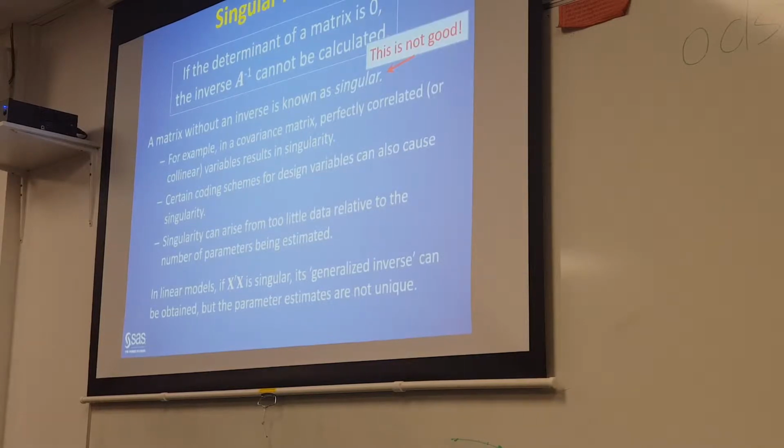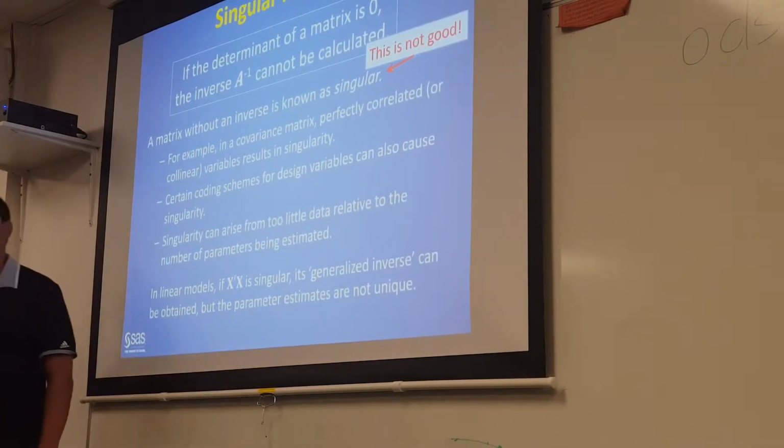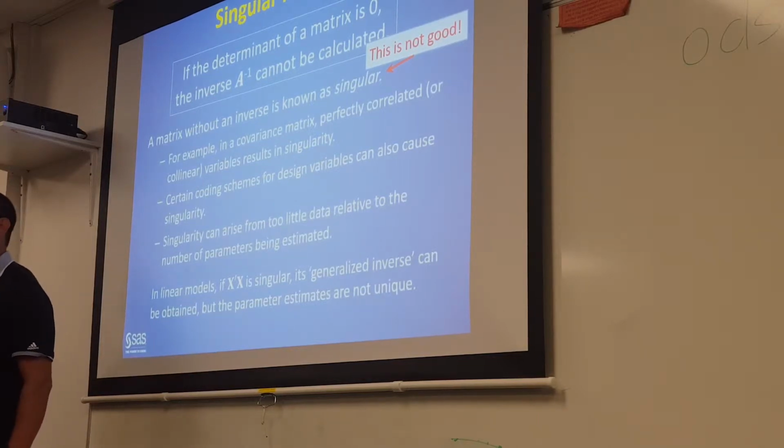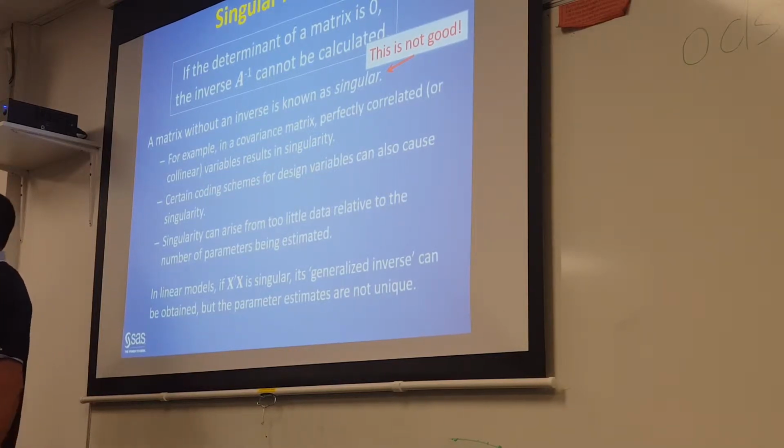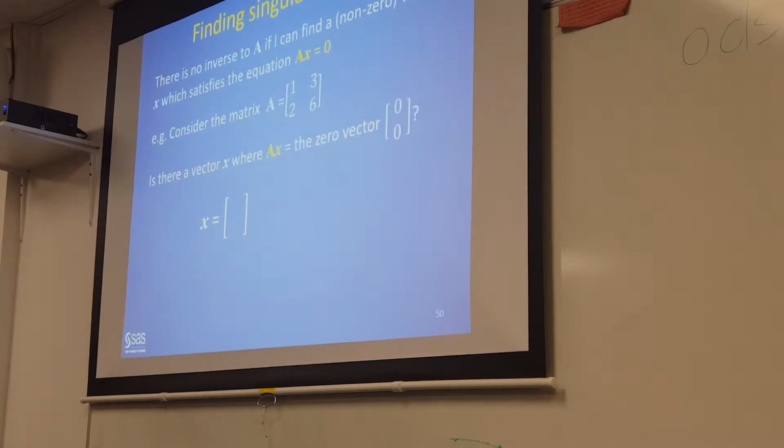Right? Okay, so what's the take-home message? A singular matrix, one where you cannot calculate the inverse, is not a good thing. It's a problem. Okay? Geometrically, what are we talking about here? Let's see if I can give some context to what that means.